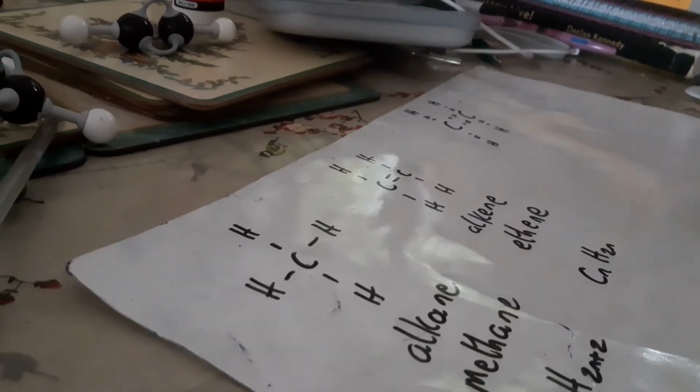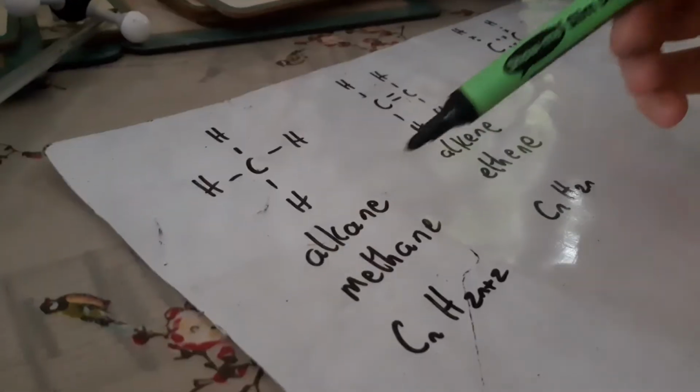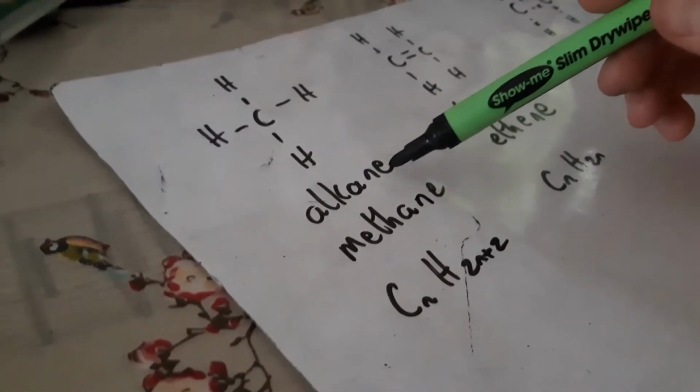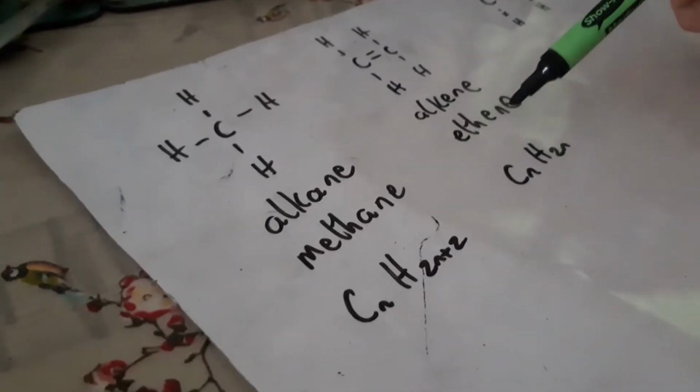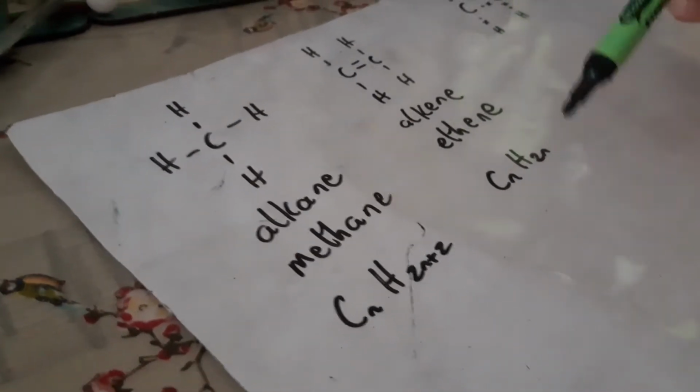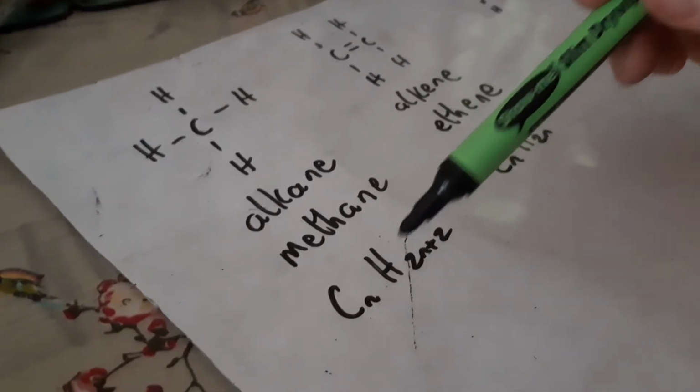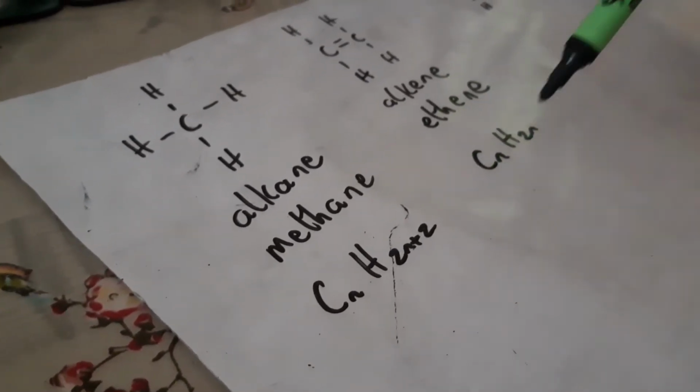So we've just looked at two functional groups so far. We've looked at the alkanes. The first one is methane, here it is here. And we've looked at the alkenes. The first one is ethene for reasons we went into the last time. And the general formulas are here, CnH2n+2 and CnH2n.